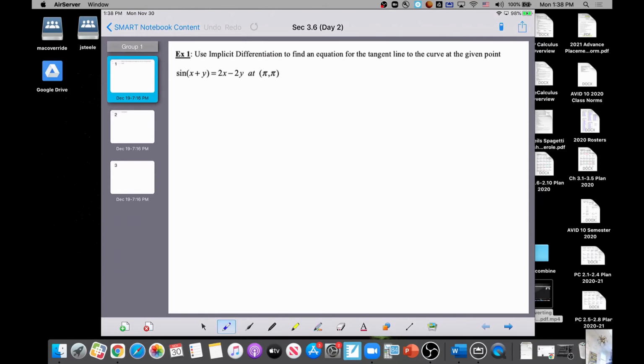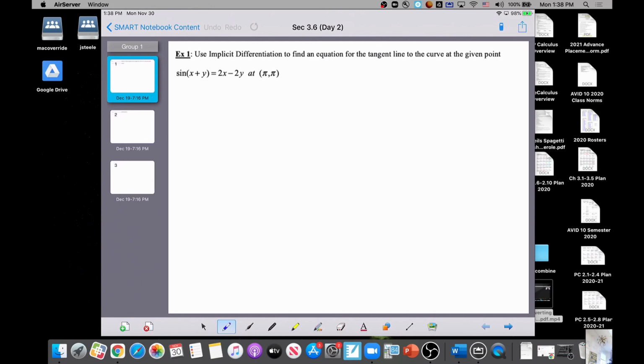Welcome back, math friends. This is AP Calculus, section 3.6, day 2 notes. Yesterday in 3.6, day 1, we learned what implicit differentiation is and how it's a tool that we can use to differentiate functions where we can't necessarily solve for y or isolate y on one side of an equal sign.